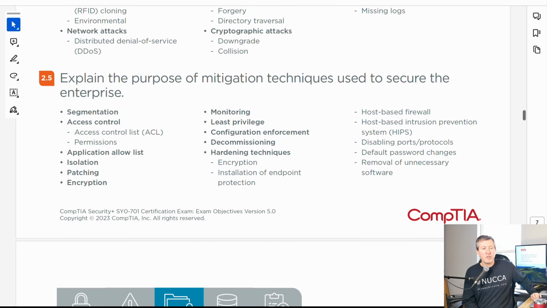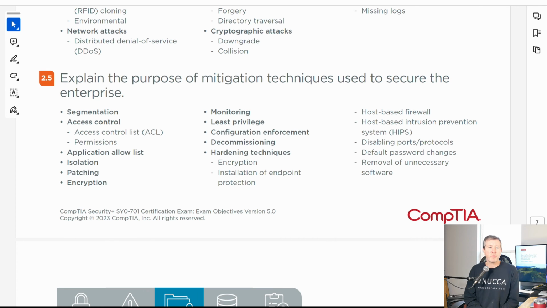So moving on into subdomain 2.5, explain the purpose of mitigation techniques used to secure the enterprise. Here's where we'll be talking about things like monitoring and observation. We'll talk about other hardening techniques, such as maybe even using a host-based intrusion prevention system, or HIPS as we might call it, disabling the things that we're not using, such as disabling the port that someone could potentially telnet in on, because we should be using SSH instead. So we'll talk about the secure options versus the insecure options for that.